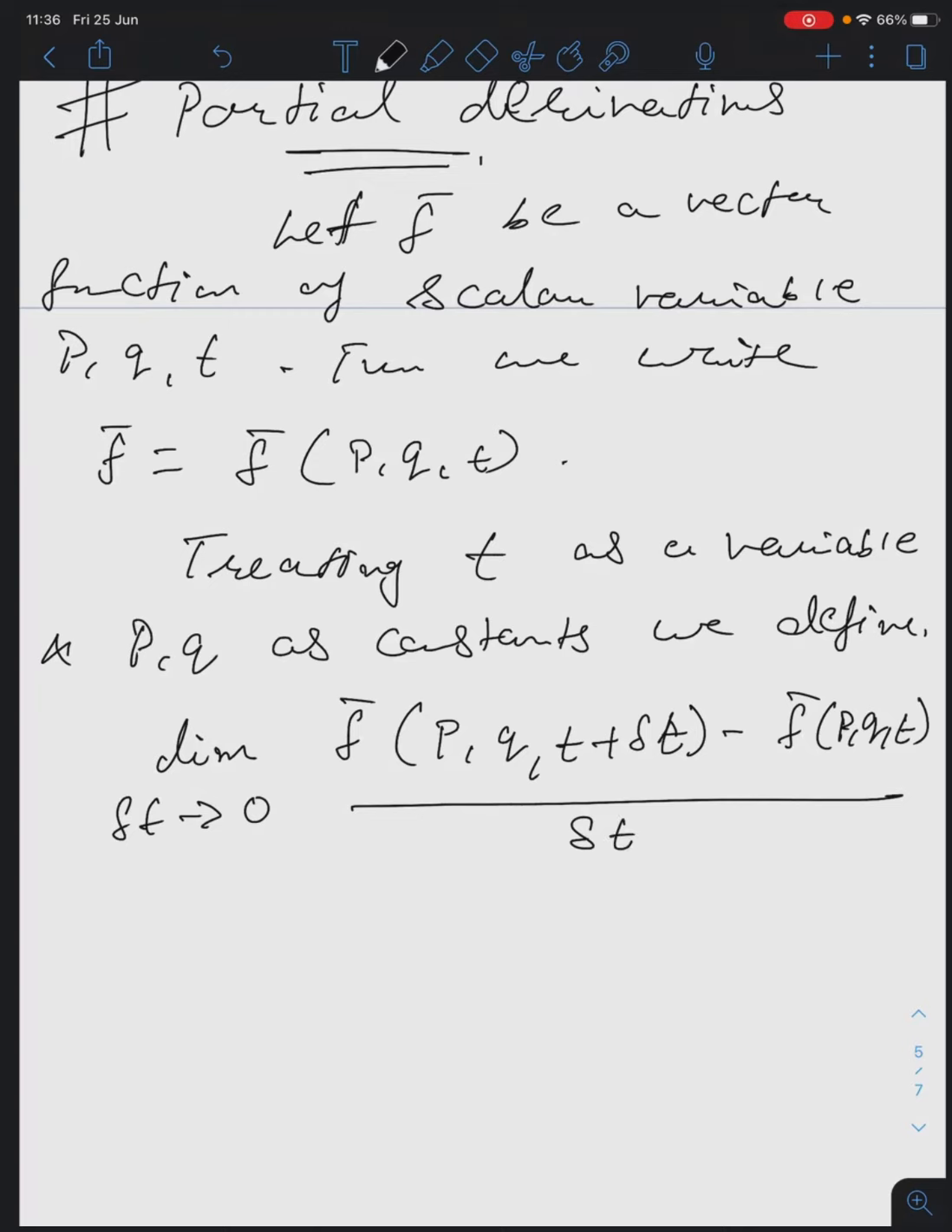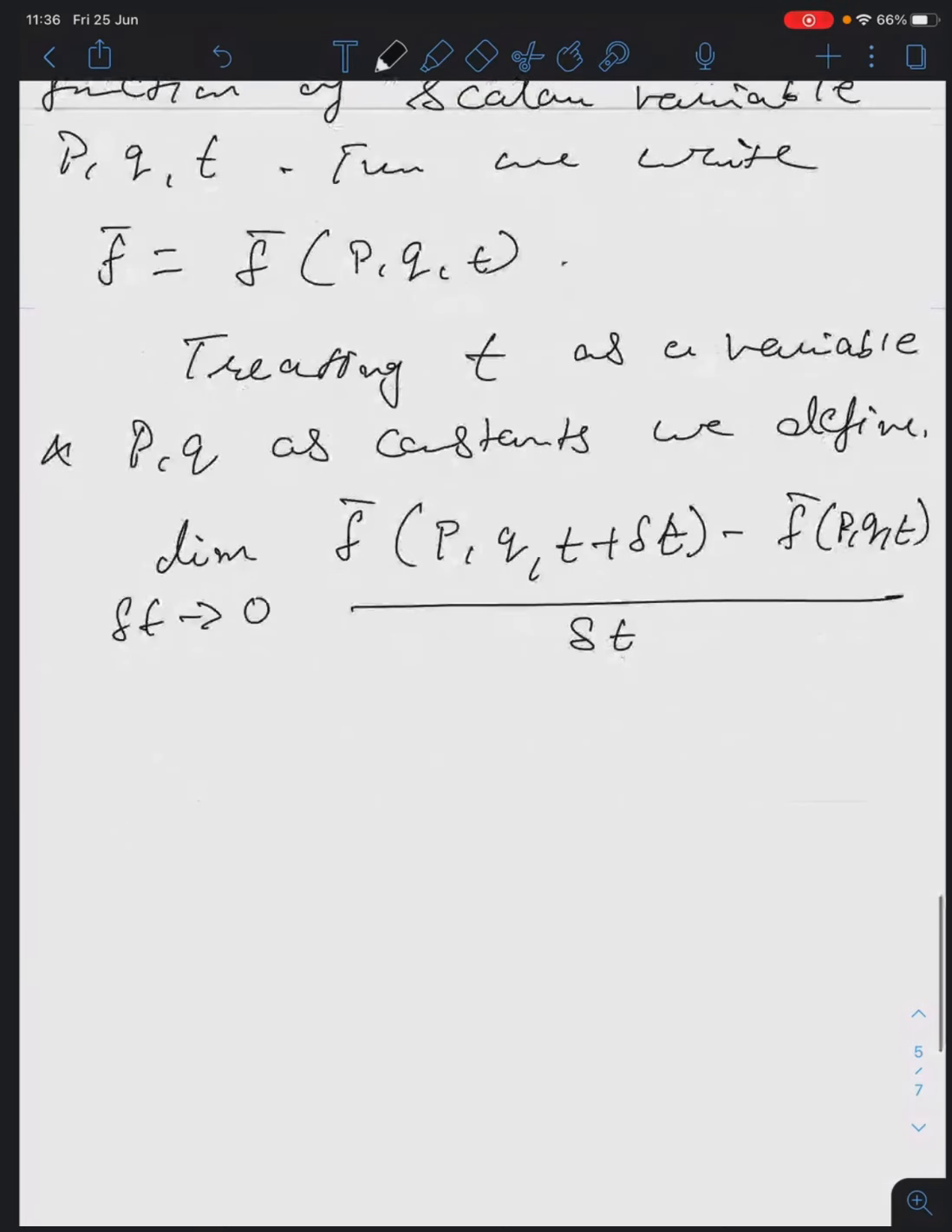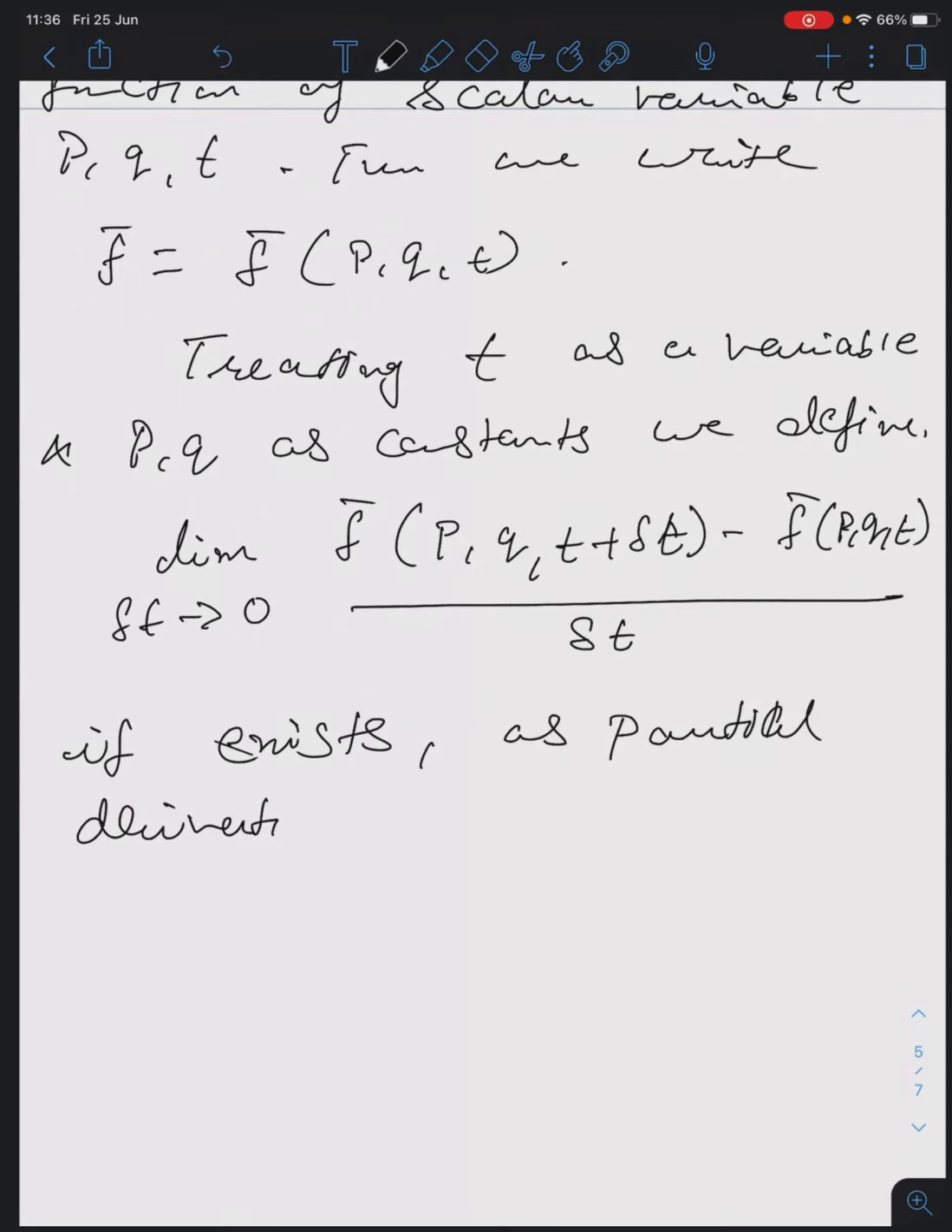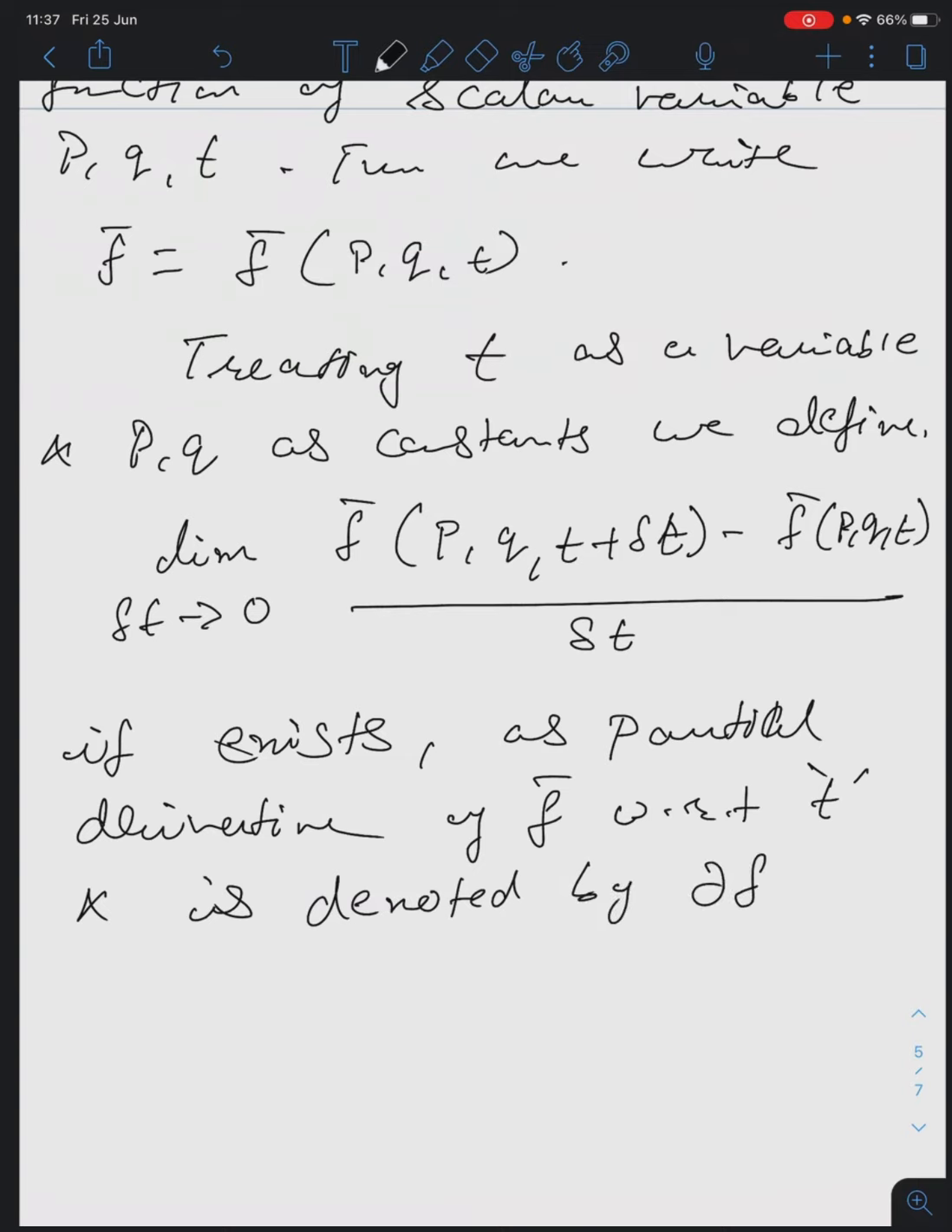Instead of this symbol, this del, they may write triangle shape also. It doesn't matter. So if this limit exists, it is not always that it will exist, then we call it the partial derivative of f bar with respect to which variable? T variable. And this is denoted by dou f bar by dou t.